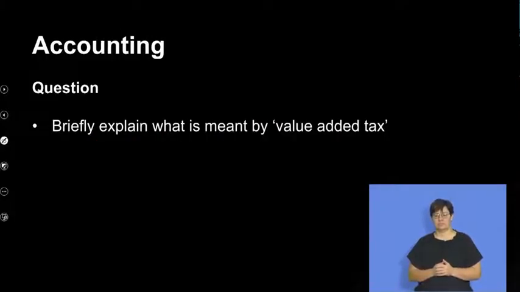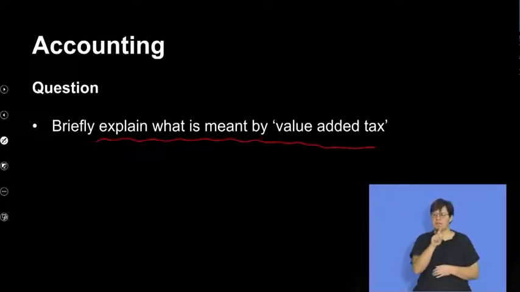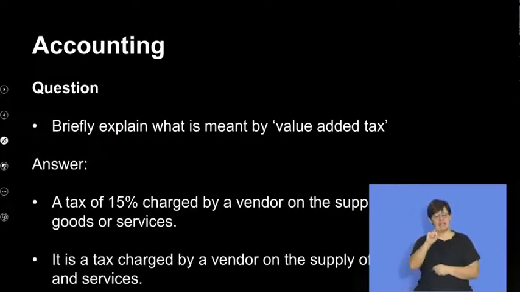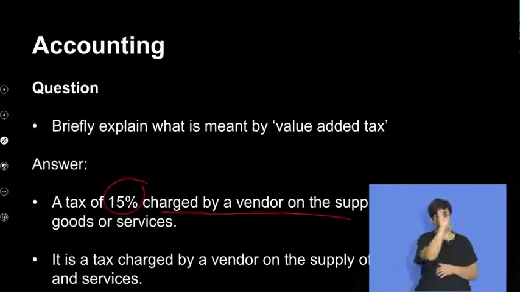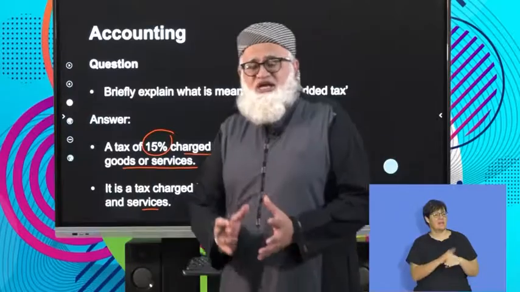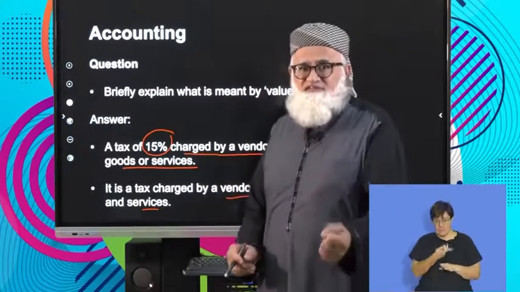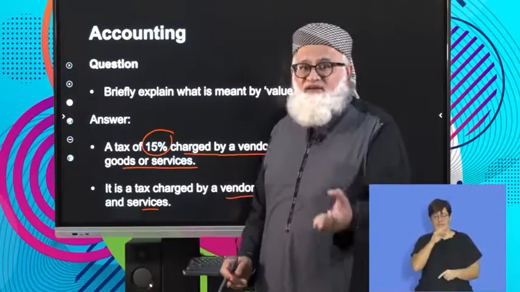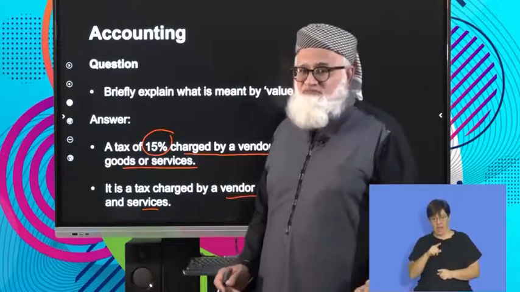Let's go through the question. It says here, briefly explain what is meant by value-added tax. It means a tax of 15% is charged by a vendor on the supply of goods and services. So basically, a tax. What is VAT? A tax that is levied by the VAT vendor. And remember, the VAT vendor acts on behalf of the government.